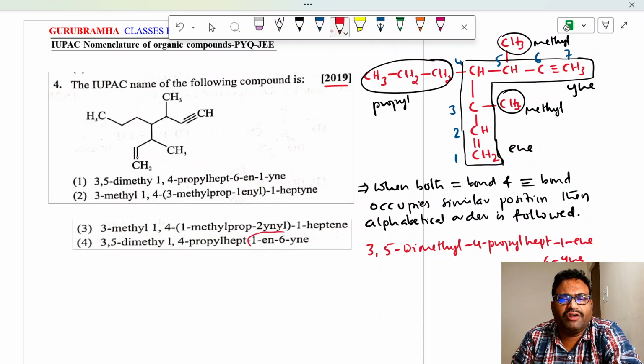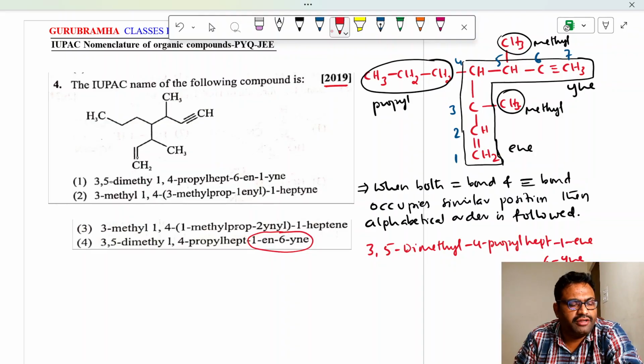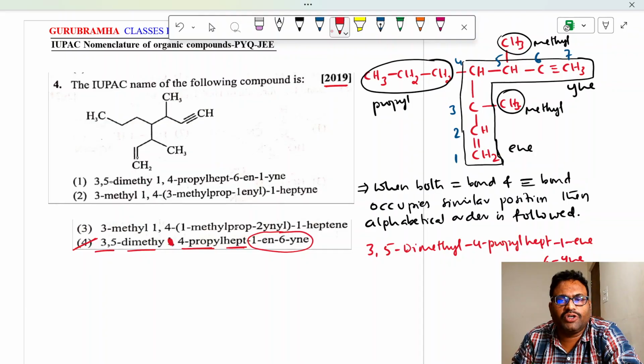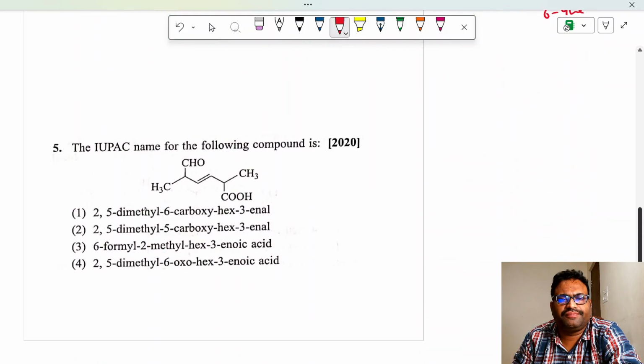Here also, when you are writing these two, you need to follow alphabetical order. 1-ene, 6-yne. So 3,5-dimethyl, 1 is not there here, 4-propyl, hept-1-ene-6-yne. This will be the answer. Okay. Next, let us see the next question.